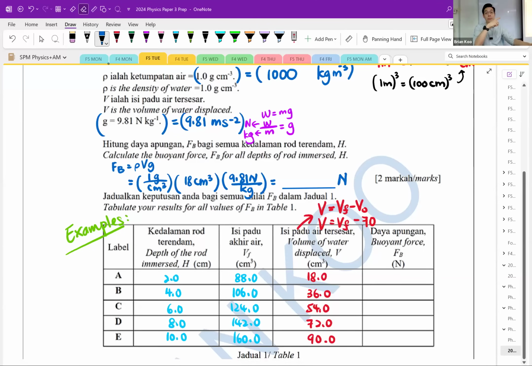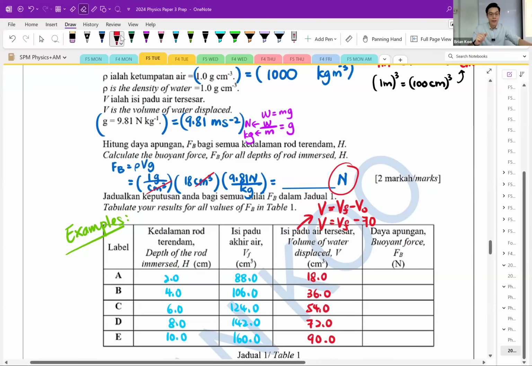Cannot. What's the problem? The gram and the kg cannot cancel. That's why I purposely write down all the units. When you multiply, be a bit careful, because you might not be able to cancel the units. Then you do some unit conversion. So cm cube, very nice, can cancel. Gram and kg cannot cancel. I cannot get Newton. So let's do something about this kg. Maybe I change this kg to gram.